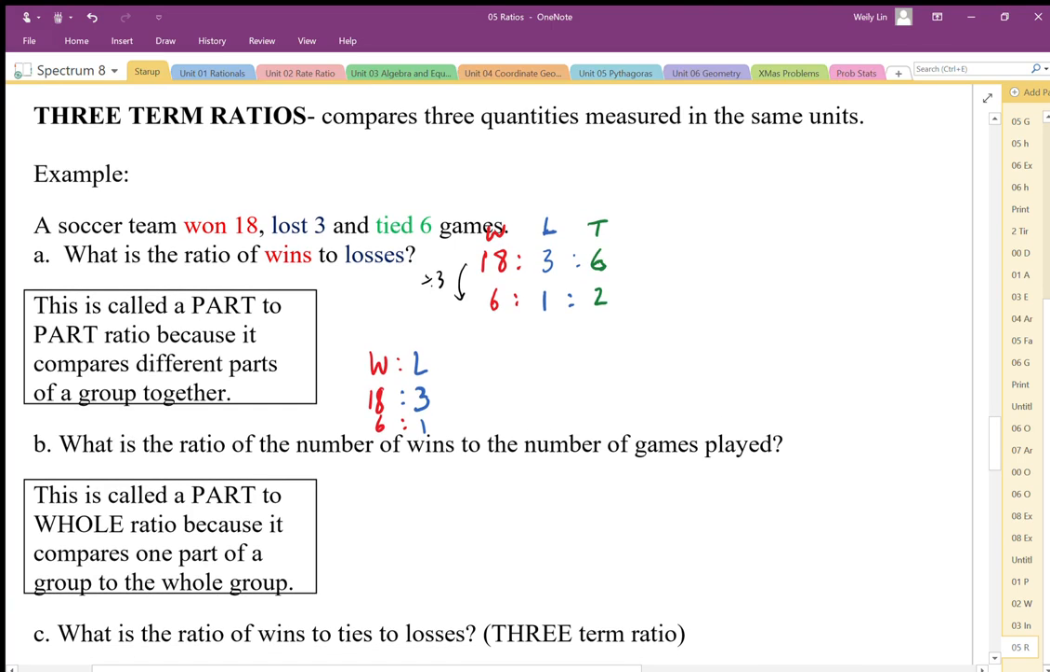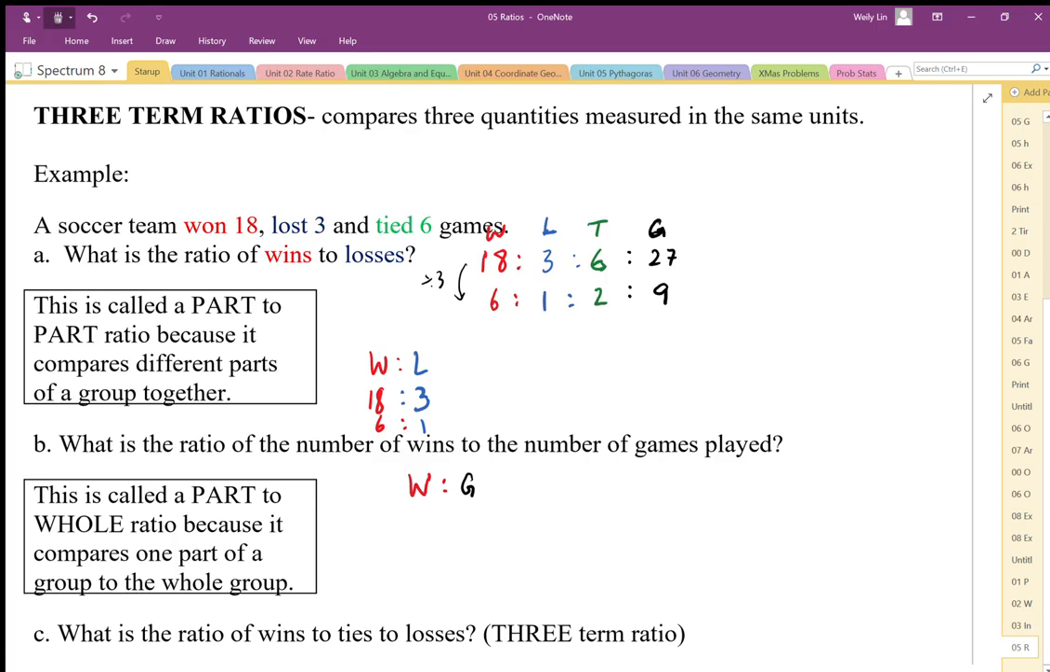We can also break this out and compare other parts, and we can compare part to whole. So the number of games can be another part of this ratio. In fact, we can make it a 4-term ratio. They've played 27 games in total. If you take the sum of these terms, they should add up to the last term. So this is the number of games. If I want to write the wins to the number of games played, I have wins to games.